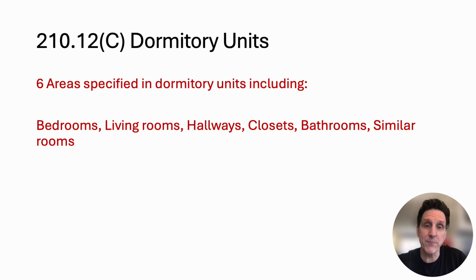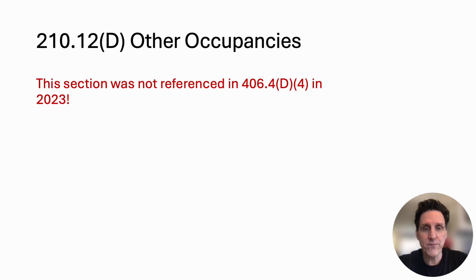So if you replace the receptacle in these areas, in the dwelling or in the dormitory, you might trigger a requirement for AFCI protection. But what was not mentioned in 2023 was this section. Not when replacing a receptacle anyways. There was no reference to 210.12d, other occupancies, in 406.4D4. Not in 2023.